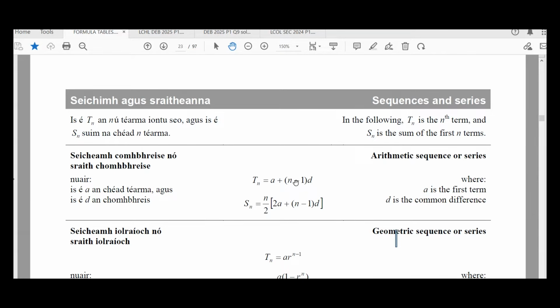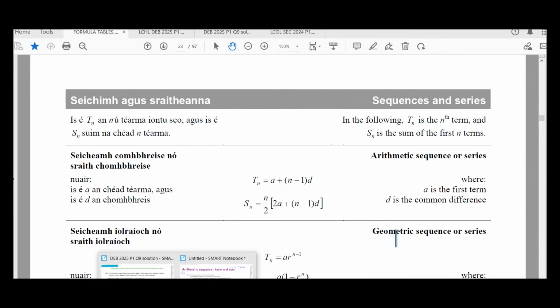arithmetic sequence is about two aspects. It's about Tn, and Tn means the term, so let's say the first term, the second, the tenth. That's what this formula refers to. And then it's about the sum, meaning we add a specific number of terms. So that's the first thing to know: it's about those two things. And the way your question will be structured, the first parts will ask about the term, and then the second parts will be asking about the sum.